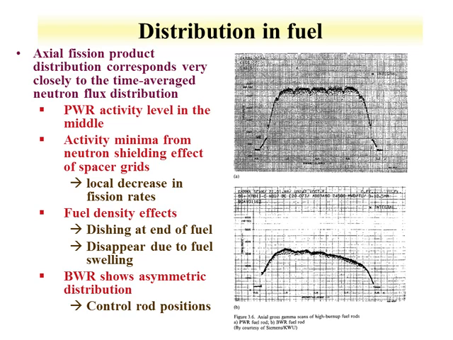The boiling water reactor shows an asymmetric fuel distribution, and for this particular example, this is due to control rod positions, so there's fewer neutrons in an area where the control rod is located due to the absorption of the neutrons by that control rod.